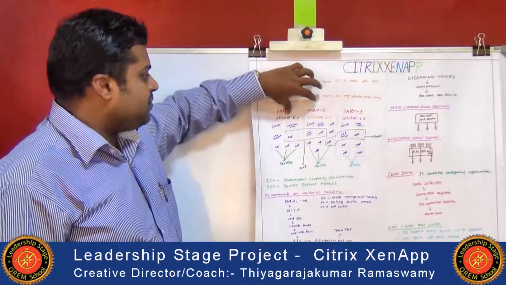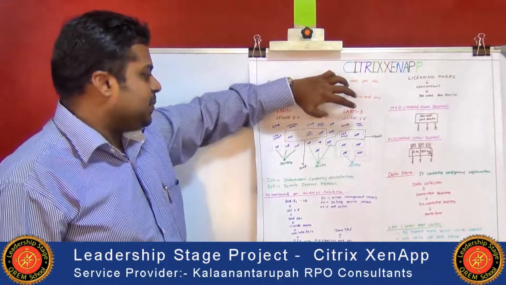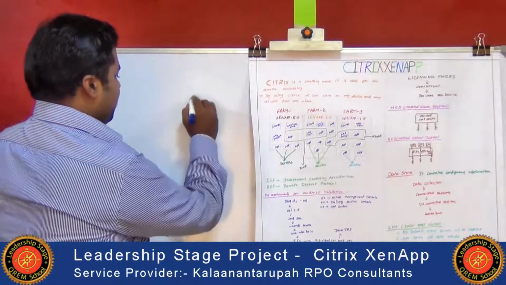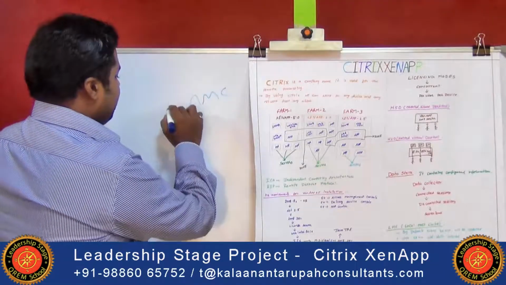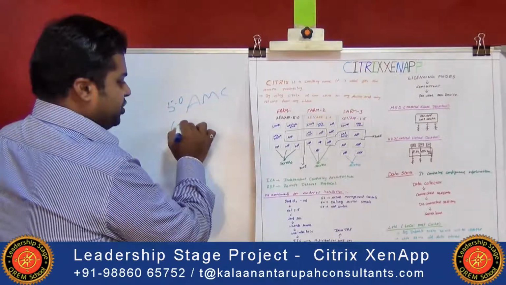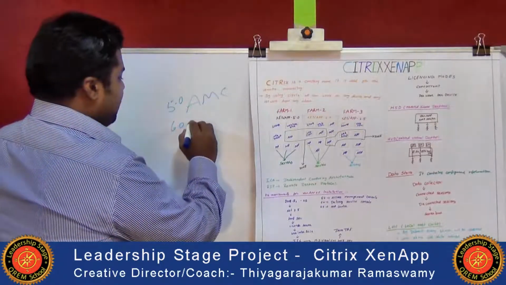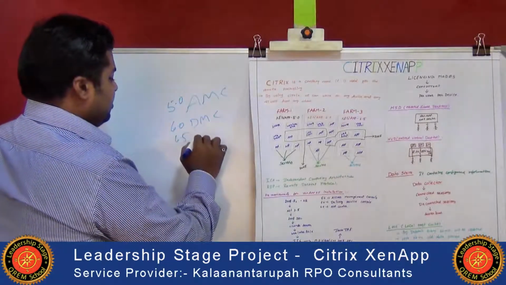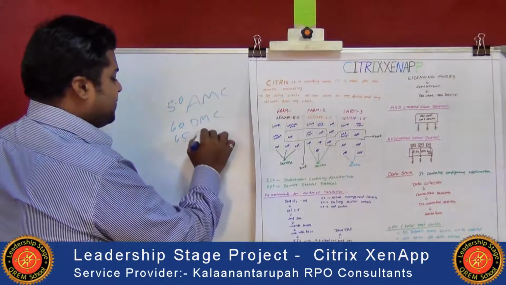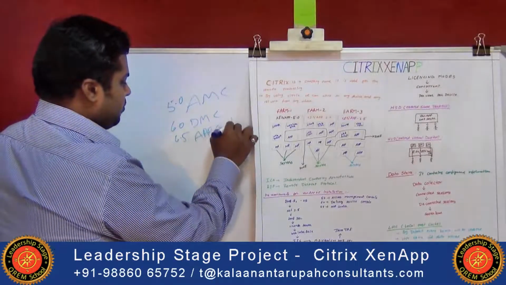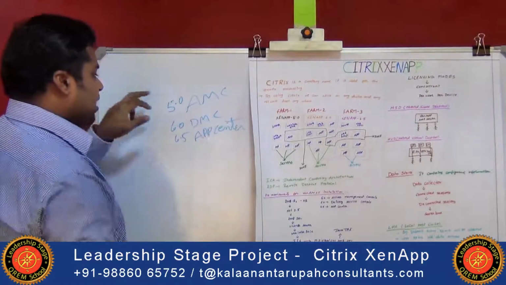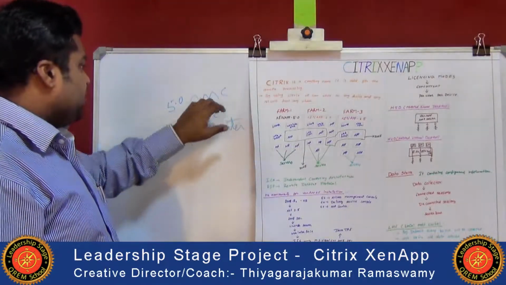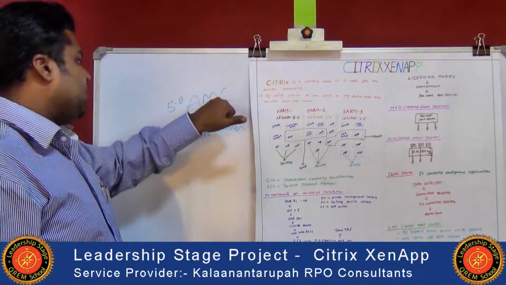The main difference between XenApp 5, 6 and 6.5 is the console name. In XenApp 5.0, the console name is the Access Management Console, AMC. Coming to 6.0, the console name is the Delivery Services Console. Coming to 6.5, the console name is AppCenter. The console names are different in 5, 6 and 6.5. By using this, we publish the application from this side.